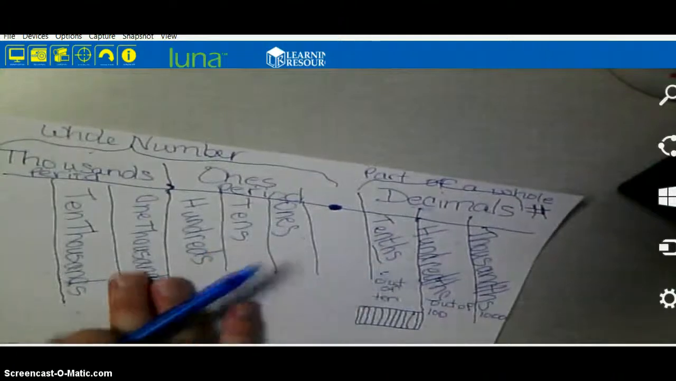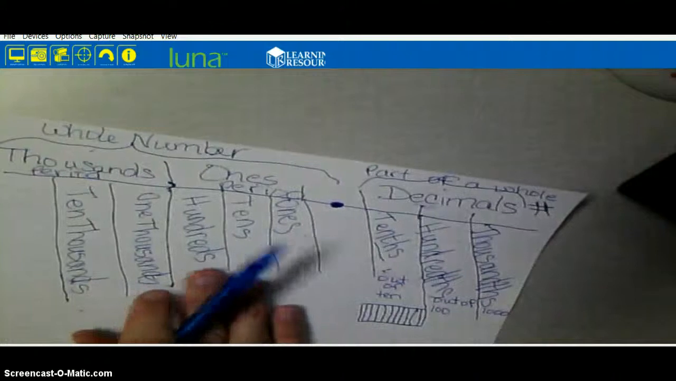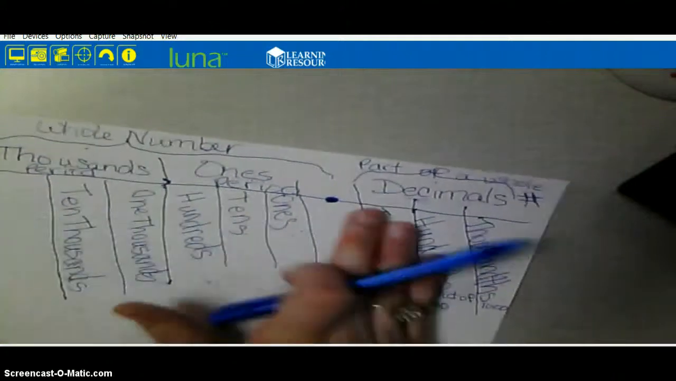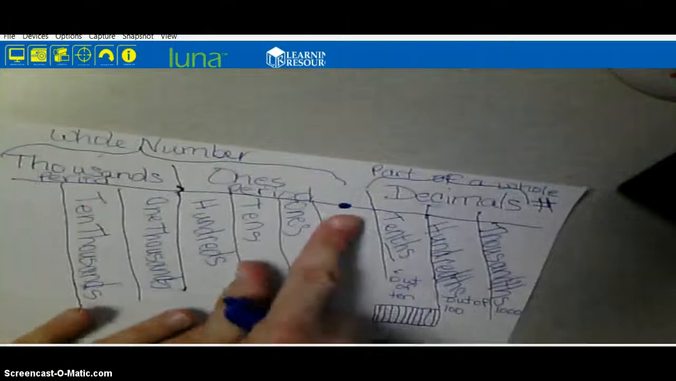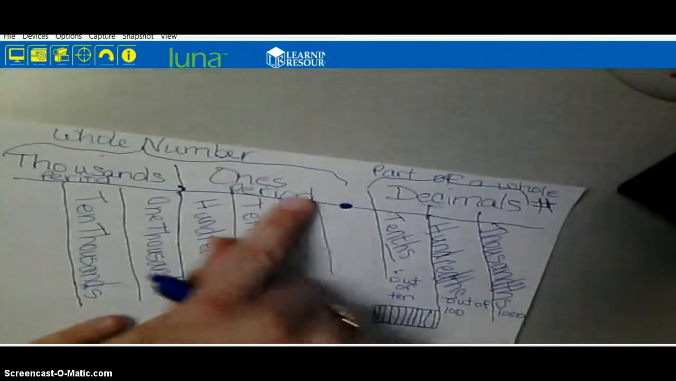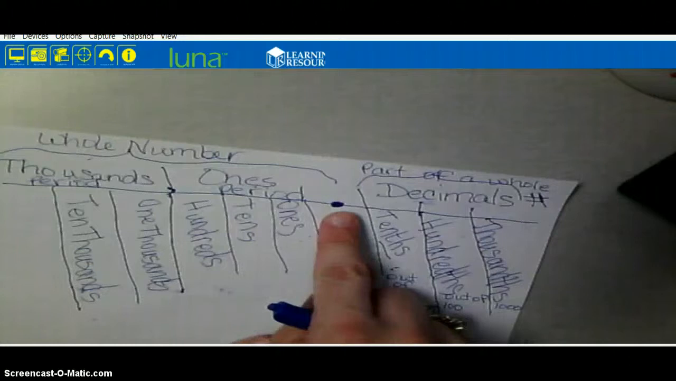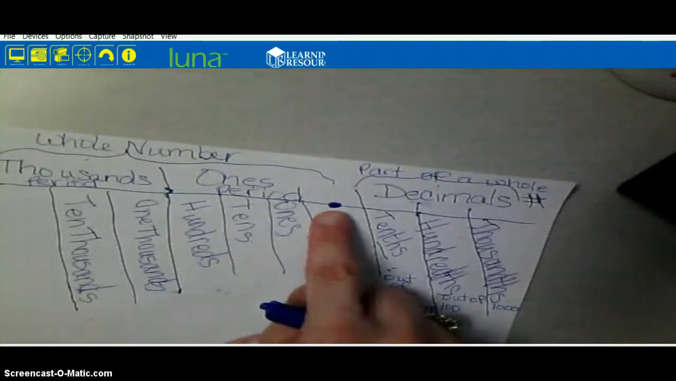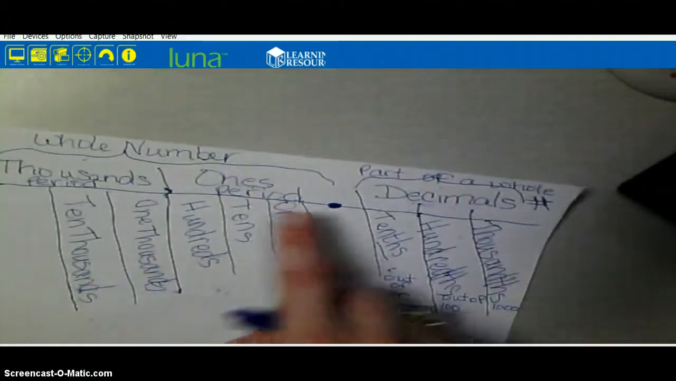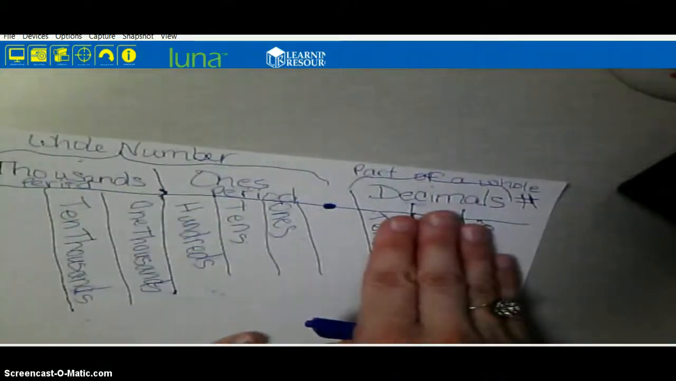You could have a number that's as big as 1,000 or whatever. You could have a number into the trillions or zillions. It doesn't really matter. Anything on the left side of the decimal point would be considered a whole number. Here's the decimal point, and the point, no pun intended, of the decimal point is to separate the whole numbers from the parts of a whole number.